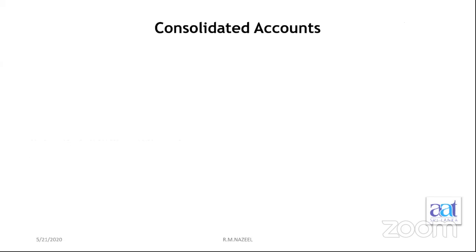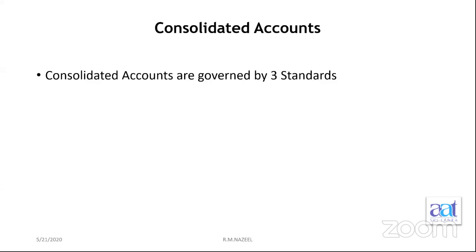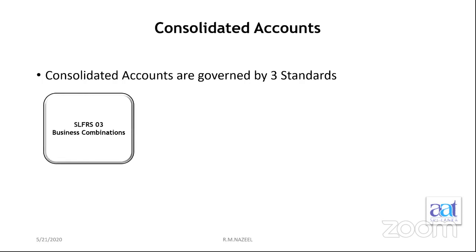We'll start with this: consolidation accounts are governed by 3 standards. We might not be covering every standard in a detailed format, but we will have a very basic format. The first standard is SLFRS 3, which talks about business combinations. If you buy a company, at the time of buying the company, how we are going to do the consolidation process. So we will just understand the basic requirement of SLFRS 3.